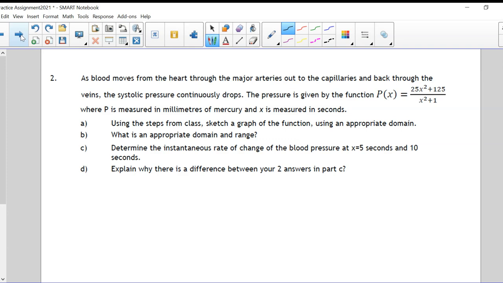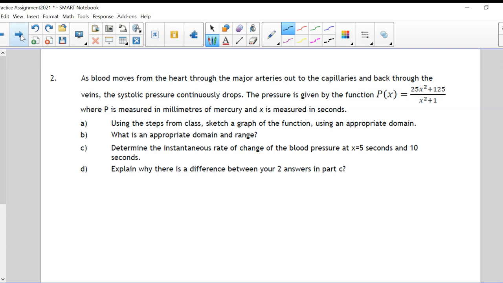As blood moves through your heart, through the major arteries out to the capillaries and back through the veins, stuff you learn in biology, the systolic pressure continuously drops. The pressure is given by the function P = (25x² + 125)/(x² + 1), where P is measured in millimeters of mercury and x is measured in seconds. Using the steps from the class, sketch a graph of the function, using an appropriate domain. What is an appropriate domain and range? Determine the instantaneous rate of change as blood pressure goes from x equals 5 seconds to 10 seconds, explained by the difference between part A.